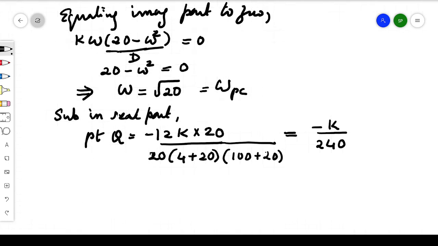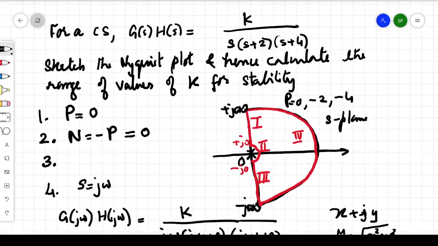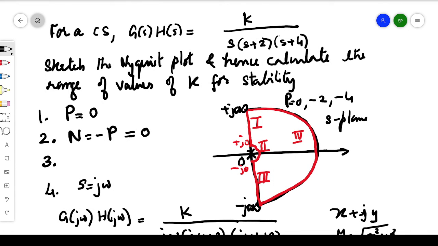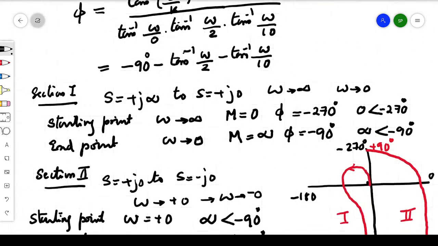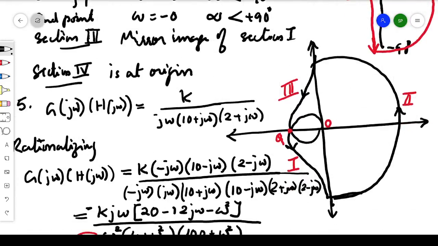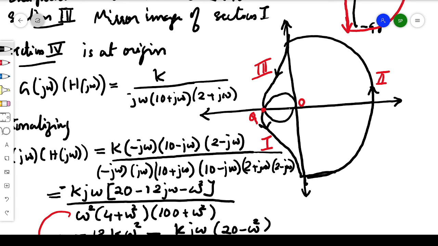Now, what is asked in the question? Sketch the Nyquist plot and hence calculate the range of values of k for stability. For the system to be stable, we need N equal to 0, since there are no poles lying on the right hand side of the S plane. So we need to find the value of OQ. For the system to be stable, this OQ magnitude should be less than 1, because -1 should lie outside that region.